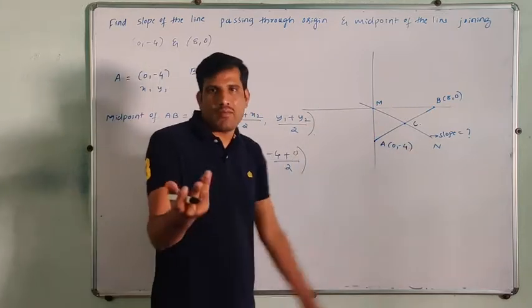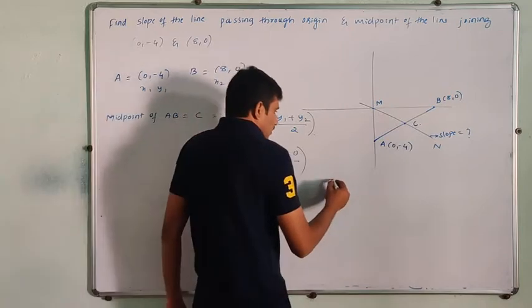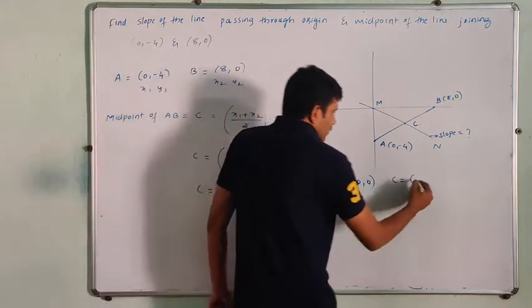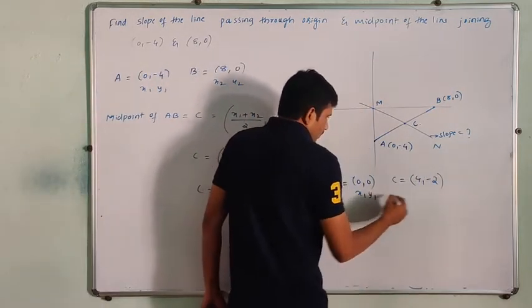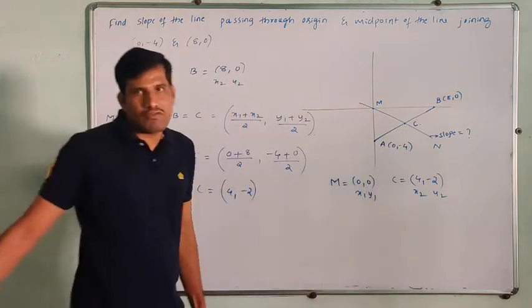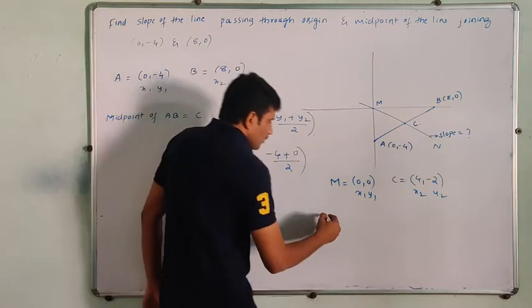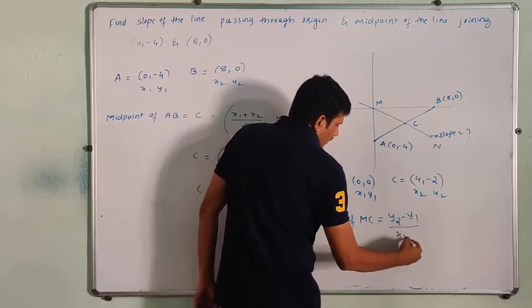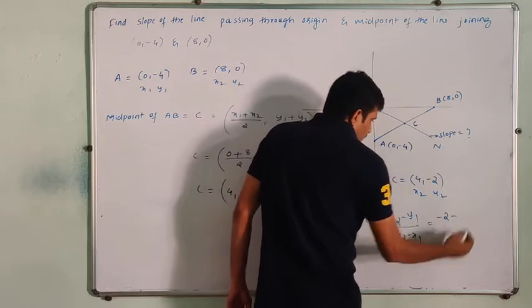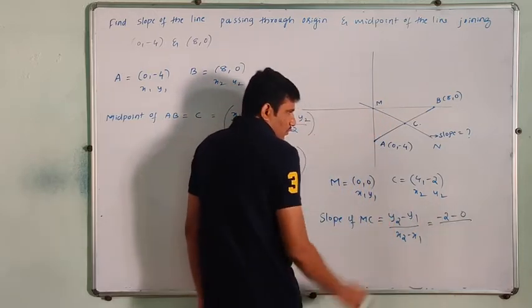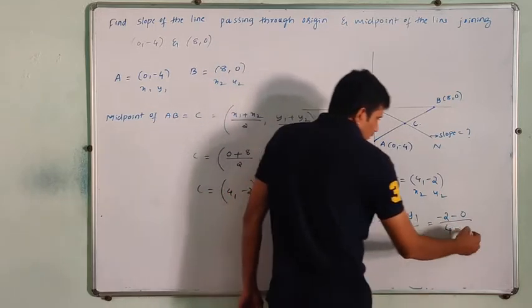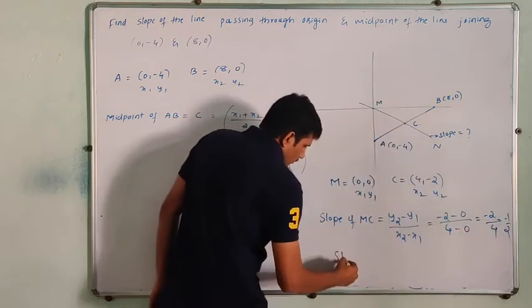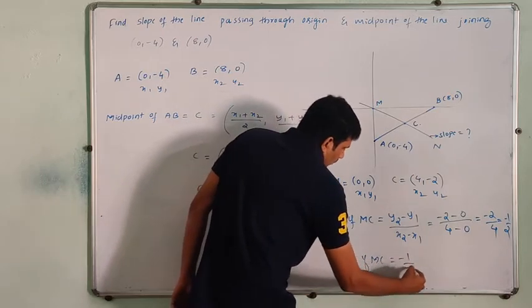Now the slope of line MN is the same as the slope of line MC. The coordinates of M are 0, 0 and the coordinates of C are 4, minus 2. This is the slope of the required line, which passes through the origin and the midpoint of AB. So find the slope of MC, that is y2 minus y1 divided by x2 minus x1. y2 is minus 2, minus y1 which is 0, divided by x2, which is 4, minus x1 which is 0. So it is minus 2 divided by 4.